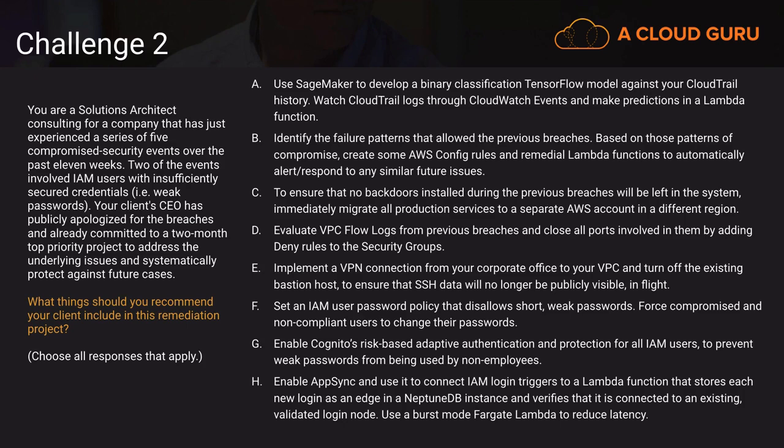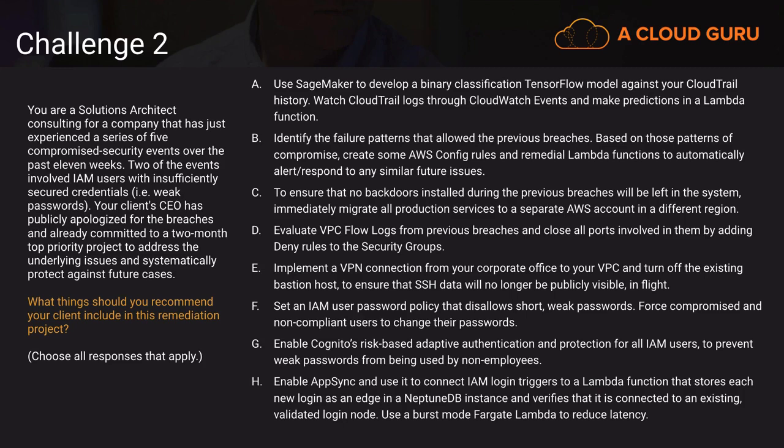Option F says that we can set an IAM password policy that disallows short, weak passwords, and we can force people to change their passwords. I don't know about you, but I can't for the life of me see why this wasn't done the first time they had a breach. Because this is just one of those very simple things that's easy to implement, and it can probably have avoided one of their second breaches because they seem to be involved around weak passwords and security credentials. So I like option F.